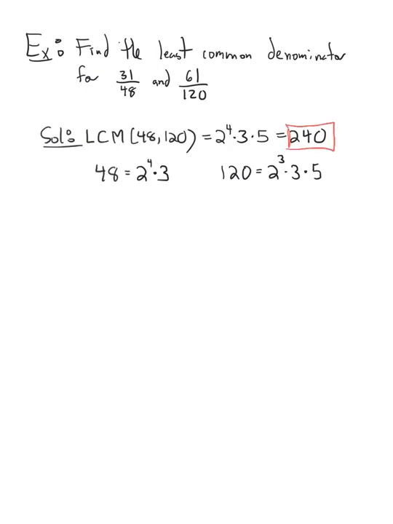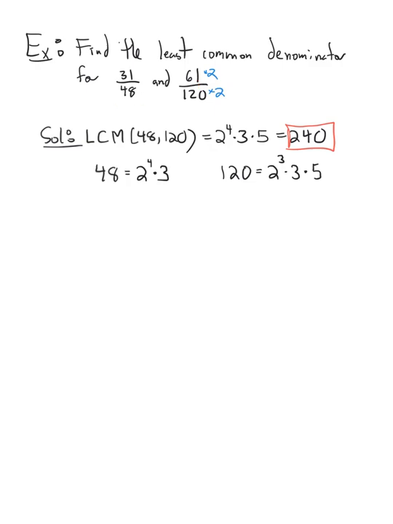So let's come up with equivalent fractions here. We need to figure out what to multiply top and bottom by to get equivalent fractions where the denominator is 240. Well, we just talked about 120. That was 2 cubed times 3 times 5, so all that's left over is 1 2. If we multiply top and bottom by that 2, we'll get our denominator of 240, and our numerator, in this case, will be 122.